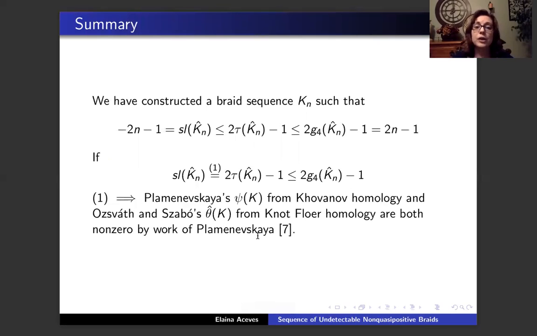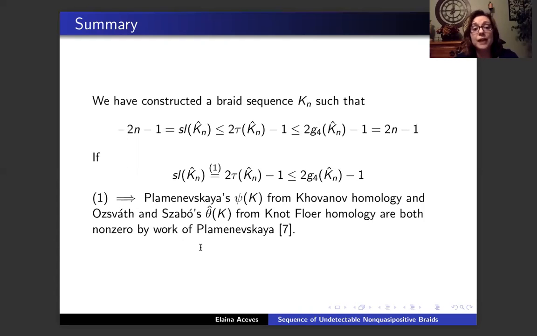All in all, here's a summary of what we've looked at so far. Recall that we have a braid sequence Kn. When we look at their closures, which are now knots, we have the self-linking number is -2n minus 1. The four-ball genus, 2 times the four-ball genus minus 1 is 2n minus 1. If we can show that the tau invariant is -n, then this first inequality becomes an equality.